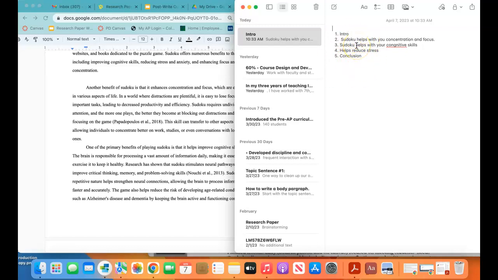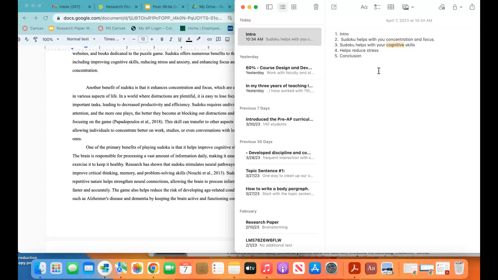Here is my outline. Okay, so now I've got to start looking at, do I have a good organization? So the first thing I notice is that each paragraph is only about one topic. So I'm good there. Make sure you ask yourself that question: does each paragraph talk about one topic? The next thing I need to look at is how I've decided to organize this. So I started with, it helps with your concentration and focus. Then I did, helps reduce stress and helps with your cognitive skills.